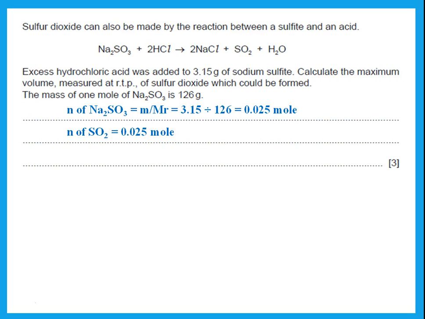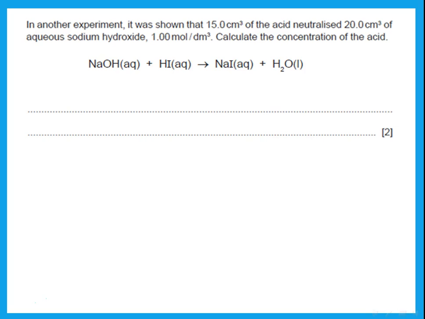Now, what is he asking again? Calculate the volume of sulfur dioxide. So how do I get volume of a gas? Remember that this is volume of a gas. So volume of a gas is number of moles times 24, and that comes out to be 0.6 decimeter cubed.